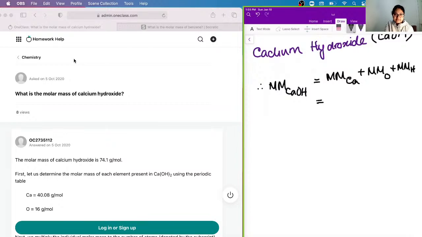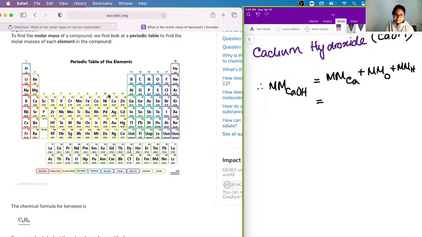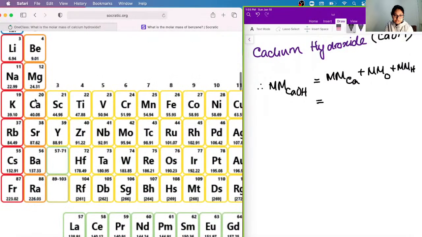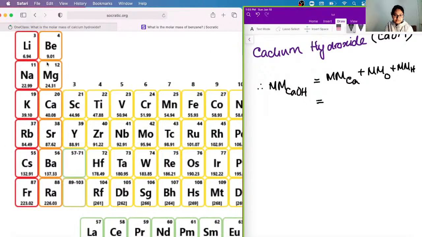This is given in your periodic table. If you look at our periodic table here, we can look at calcium, which is group 2, and it's the third element going down. You can see that calcium has a molar mass of 40.08 grams per mole. This is the unit for molar mass.